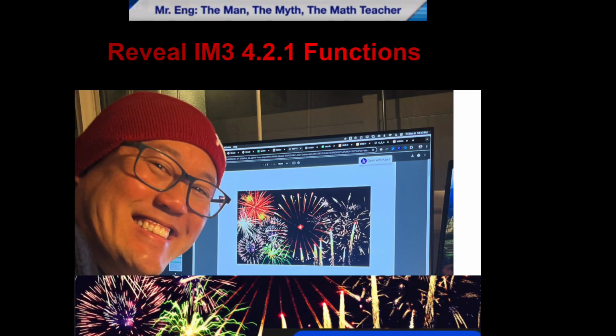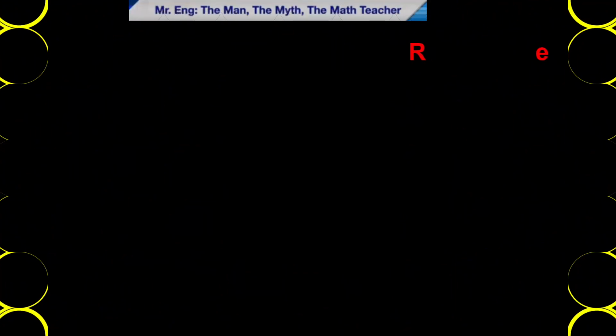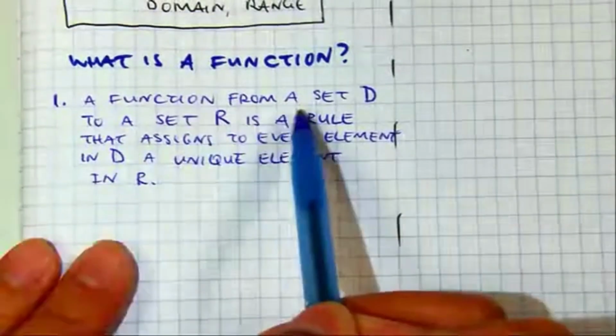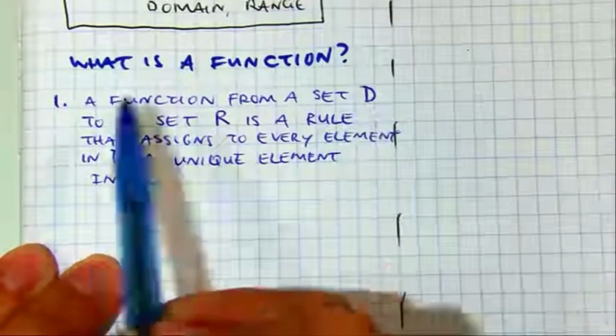He's so good at teaching. I love math. What? A rule that assigns to every element in D a unique element in R.